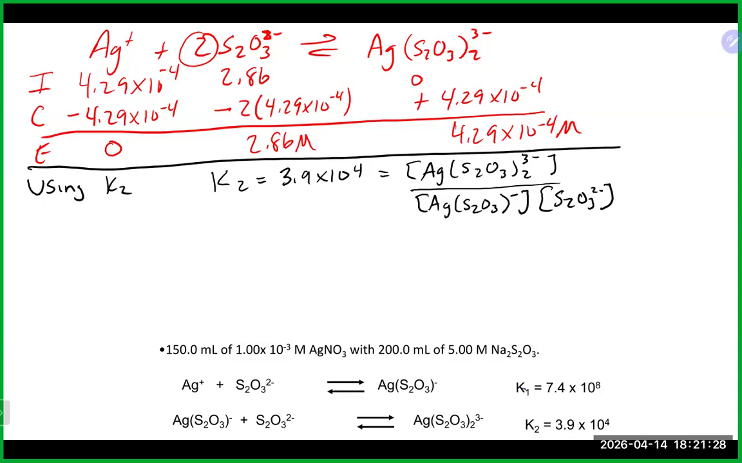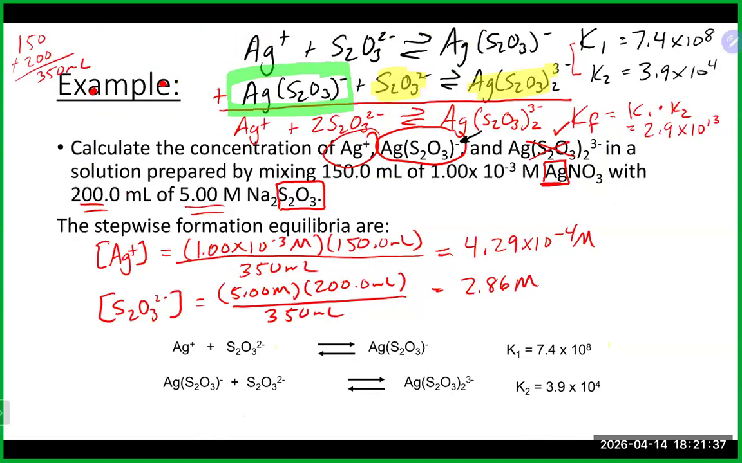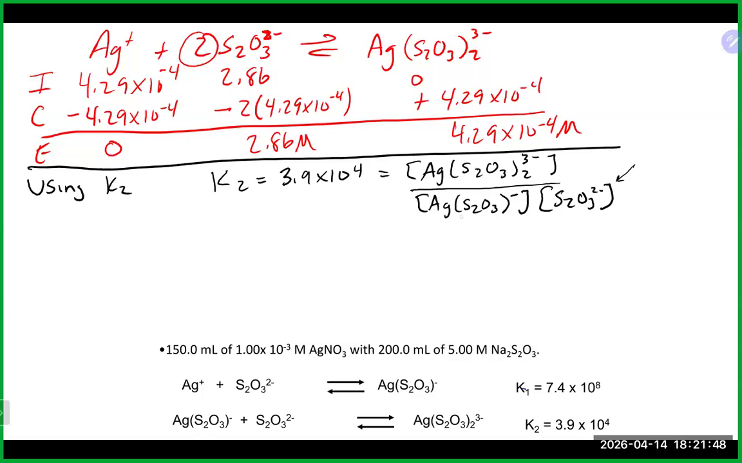Now, the question that you may be having is, why am I not squaring this? I'm not squaring this because I am not using the overall reaction. I am using the second step, where there is no coefficient but one. So that's why we're not squaring it, because we're using the second step only, and there's only one of them in that case. So putting in our numbers here, 3.9 times 10 to the 4 is going to equal 4.29 times 10 to the minus 4 divided by our intermediate concentration that we're looking for, and our S2, which is 2.86.